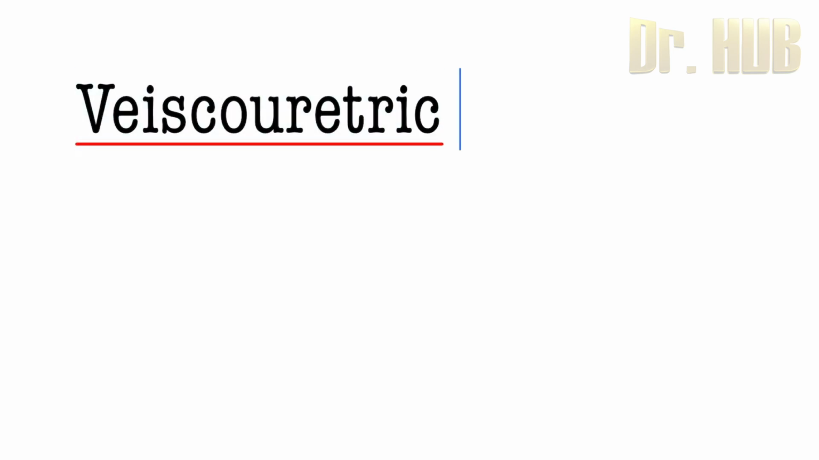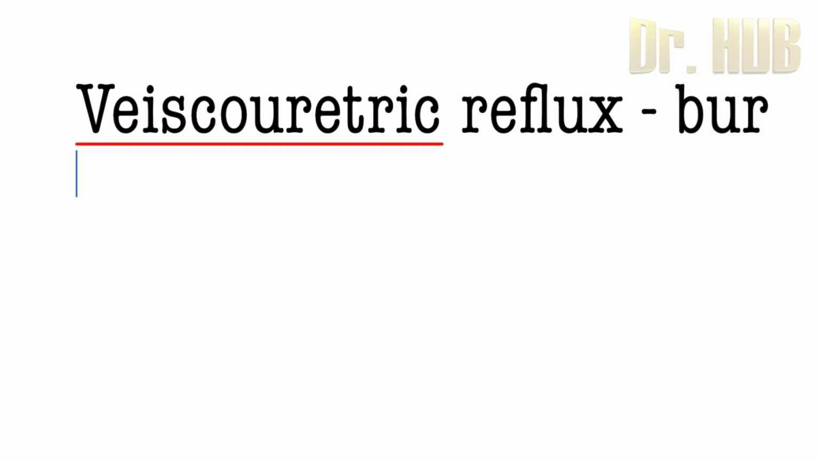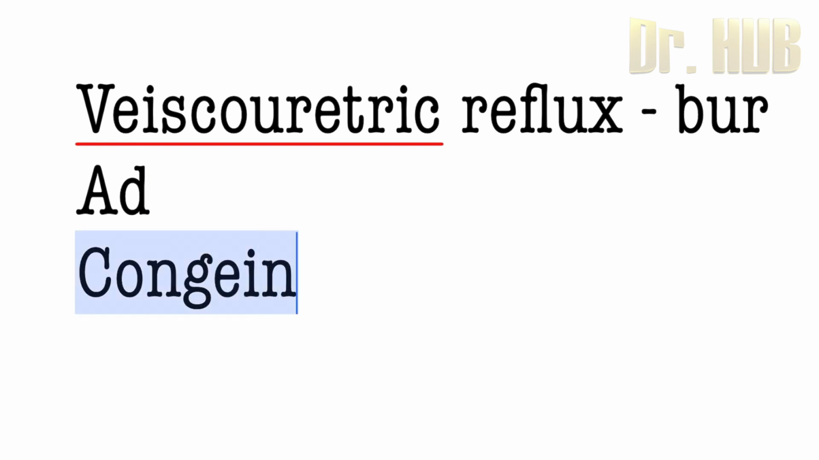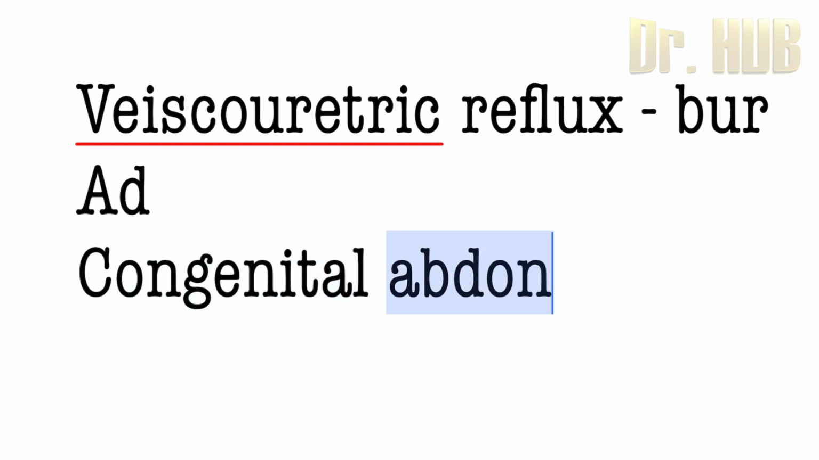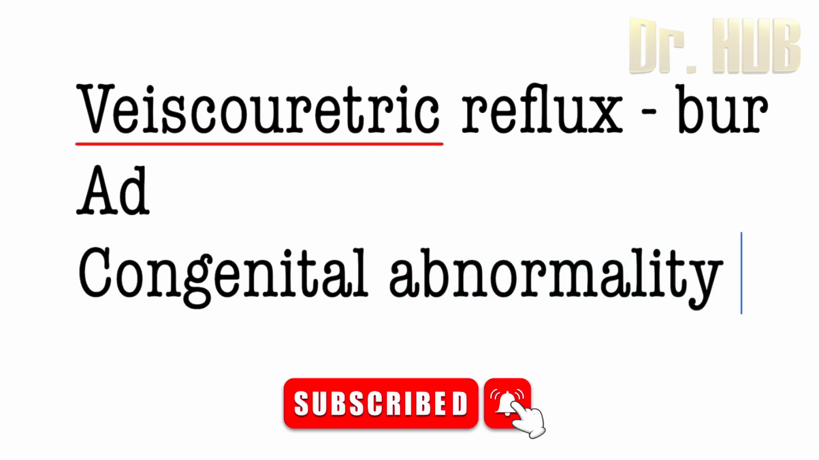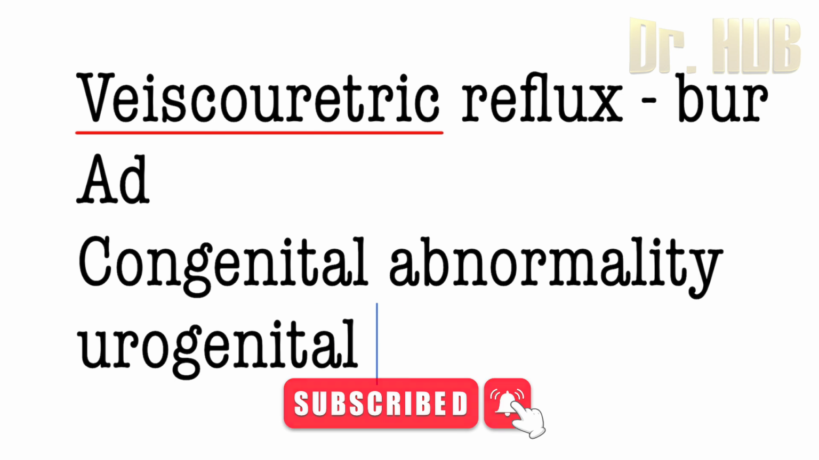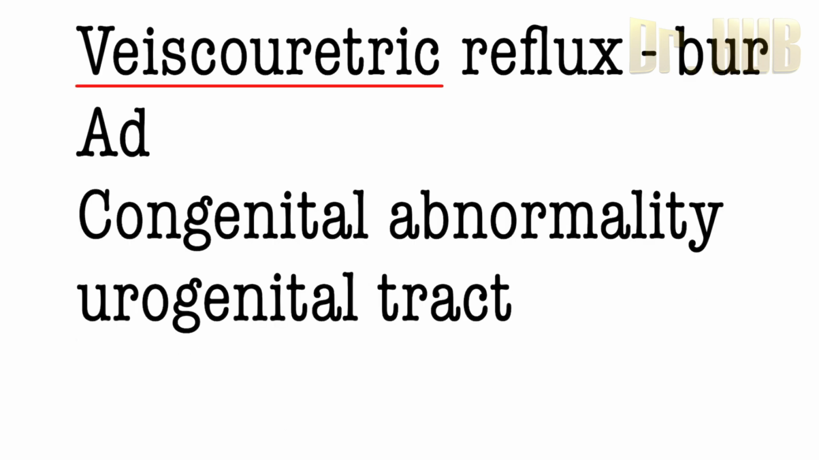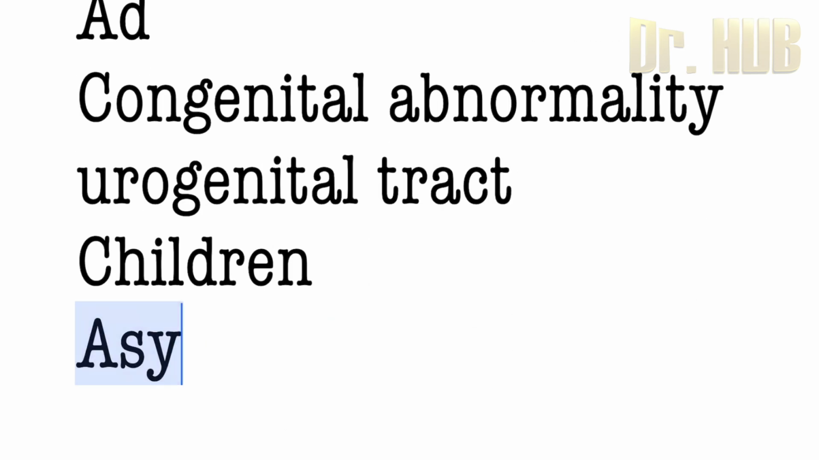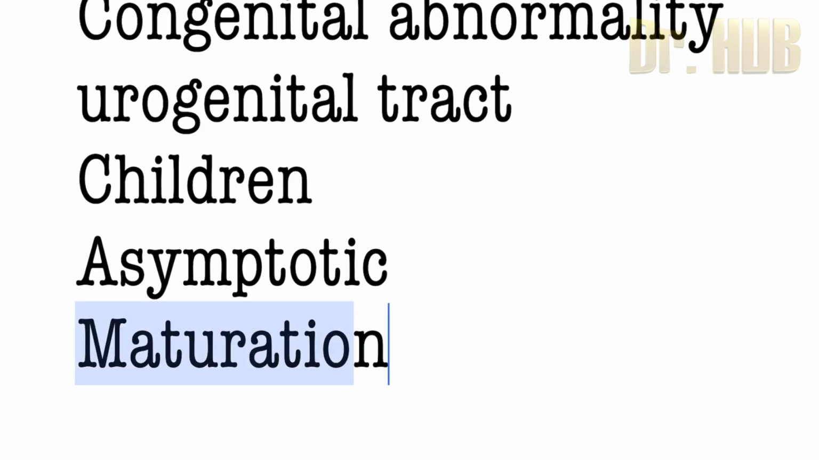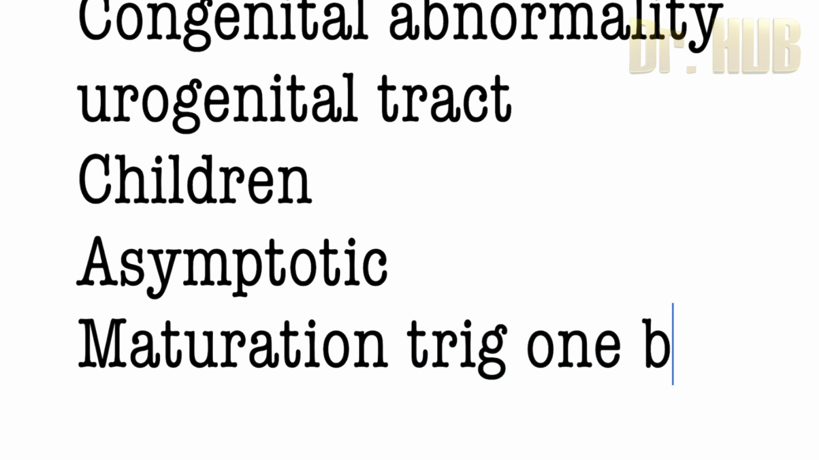Vesicoureteric reflux, also known as VUR. It is autosomal dominant, that is AD, and it is the most common congenital abnormality of the urogenital tract. It is most common in children and is often asymptomatic. It shows spontaneous resolution due to the maturation of the trigone as well as the bladder.